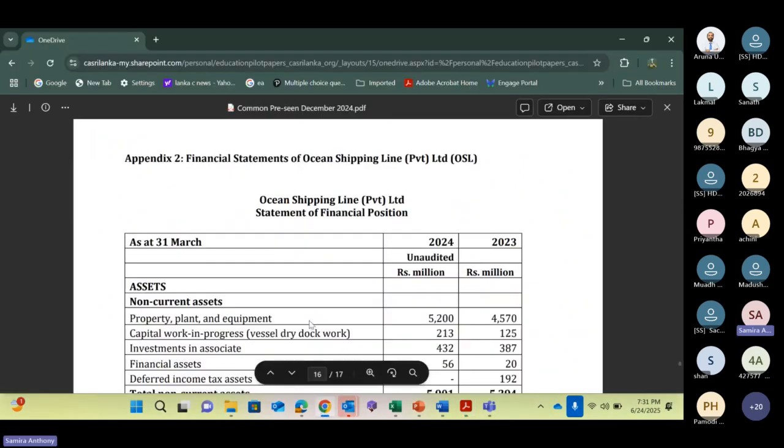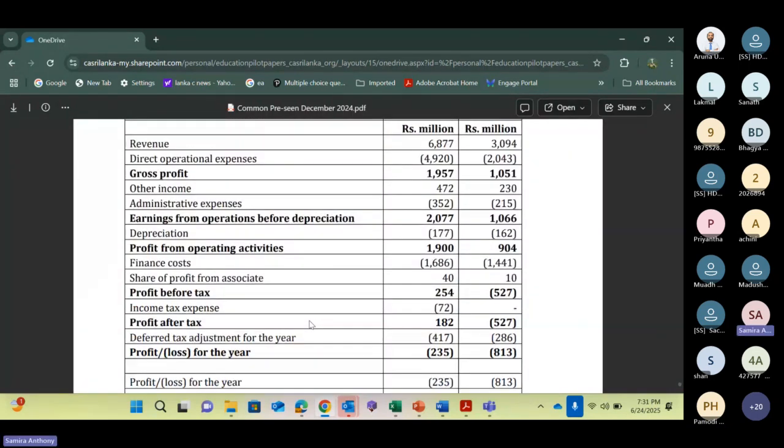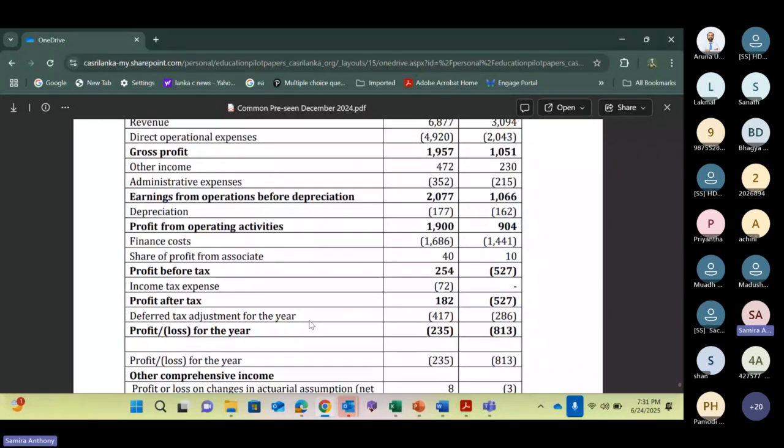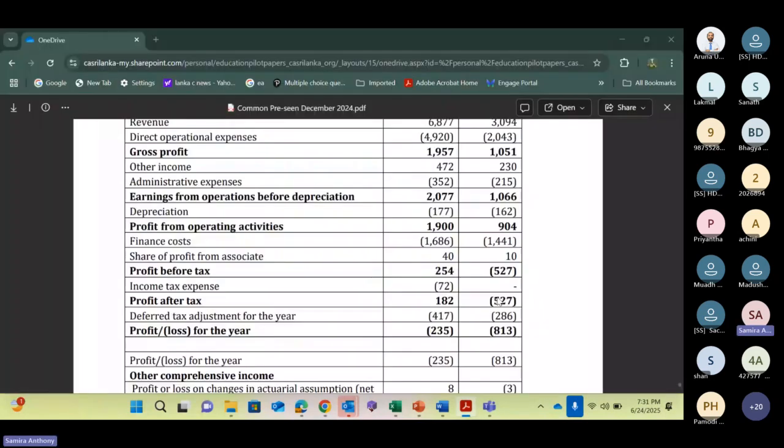Now, if you take this P&L, they have other income 472 and finance income, tax, other income, administration, earning, dividend, profit from operation, finance cost, share of profit from associate. Then other income we already considered here. What they said: other income and finance income will also be adjusted in line with the inflation. Here we take other income also 5%. Since we have taken 2077, it automatically calculated for 5%. No need to consider again.